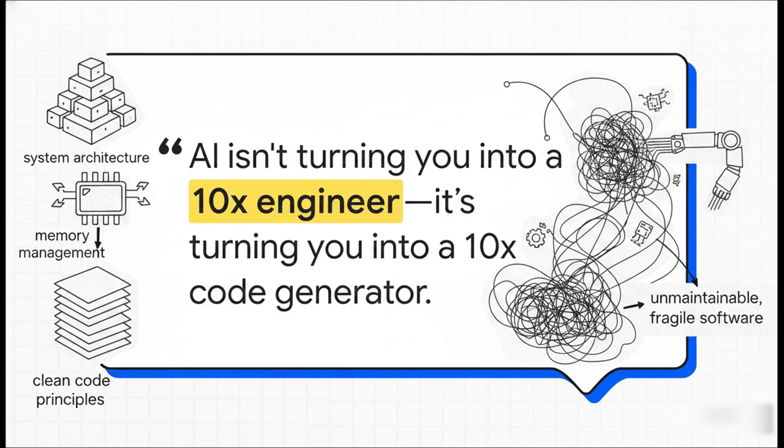If you don't already have a rock-solid grasp of system architecture, memory management, and clean code principles, AI is not some magical ticket to becoming a 10x engineer. It's really not. Instead, it's turning you into a 10x code generator of unmaintainable, fragile spaghetti code. Without those fundamentals, these tools just accelerate the creation of incredibly bad software.